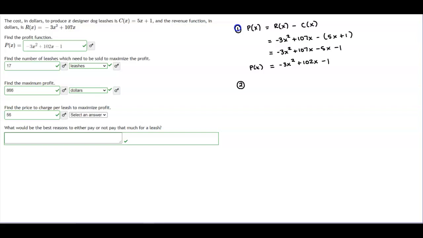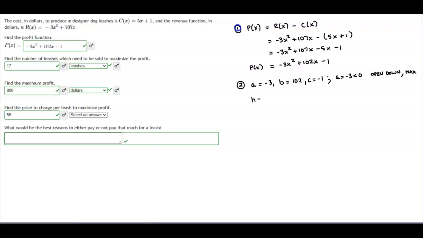So now we want to be able to find the number of leashes that need to be sold to maximize the profit and what is the maximum profit. So that means we need to find the vertex of this profit function. So we know that a is equal to negative 3, we know that b is equal to 102, and we know that c is equal to negative 1. Okay, so since we know that a is equal to negative 3, it's less than 0. So that means that our graph would open down because of the parabola. And it tells us that we have a maximum value.